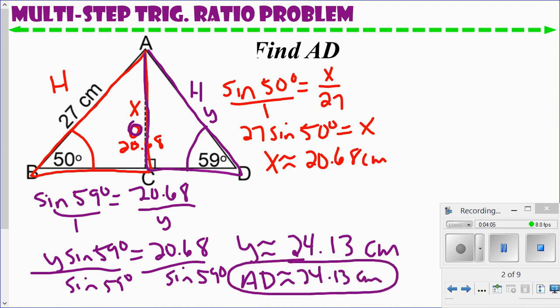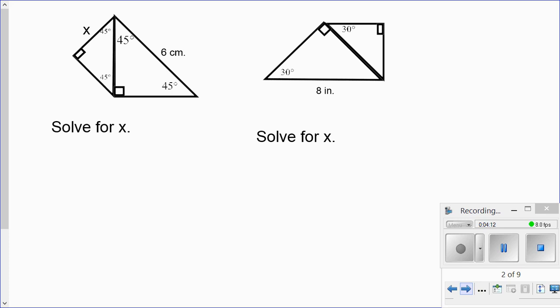Okay, so we had to go about that in a couple different steps before we could figure out the length of AD. Let's take a look at another example, another couple examples. So this time, again, I have a couple different triangles that I'm looking at, but I also was given some information, and I can see that these triangles are special right triangles. So let's focus on the one on the left here.